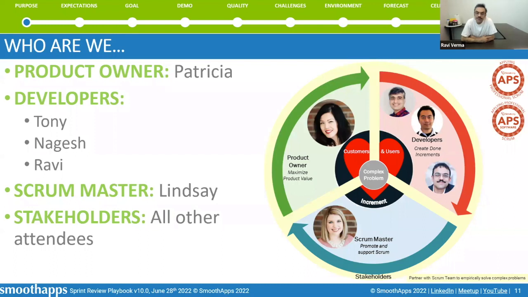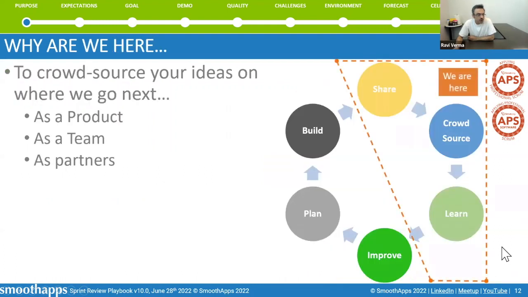So I recommend make sure that the responsibility of facilitating the sprint review is rotated and every single developer gets a chance to participate in this presentation or facilitation. Okay, so explain to your stakeholders who are the players and what is their accountability in the game of Scrum and what is expected of the stakeholders.